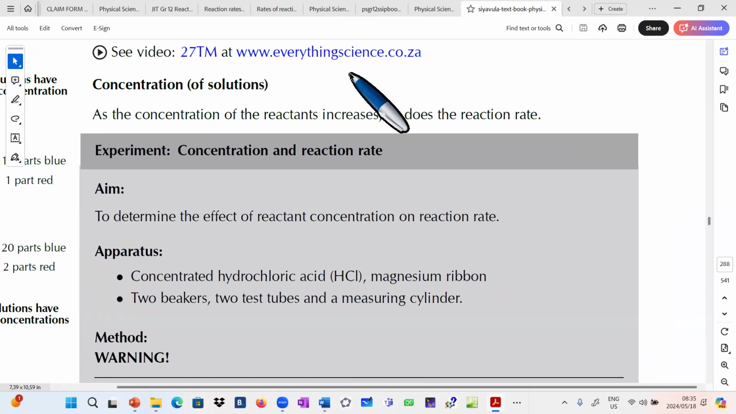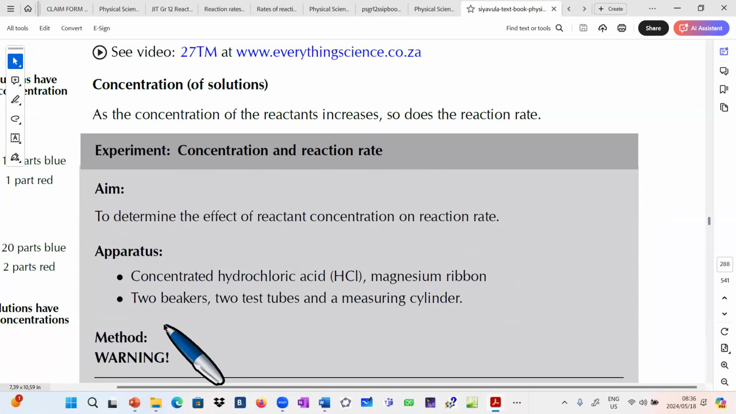And now, as the concentration of the reactants increases, so does the reaction rate. So when we increase the concentration of the reactants, we anticipate the reaction rate to also increase. In other words, in this experiment, the concentration and reaction rate work together. So, determine the effect of reactant concentration on reaction rate.